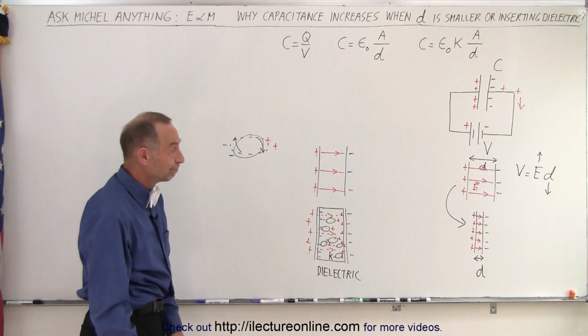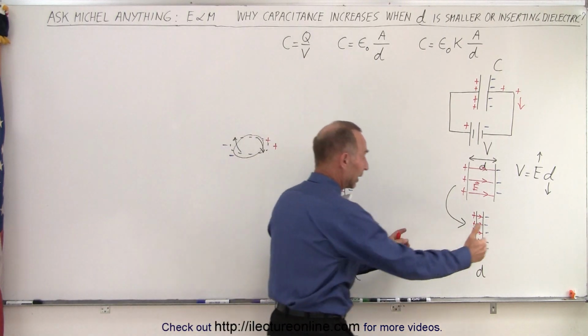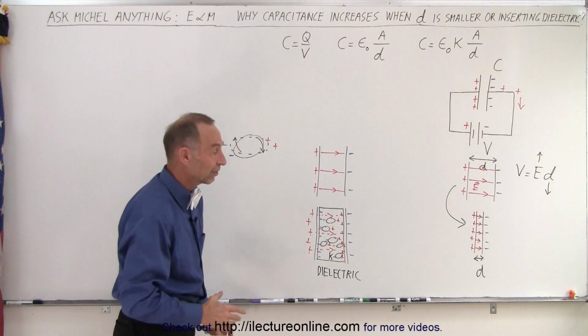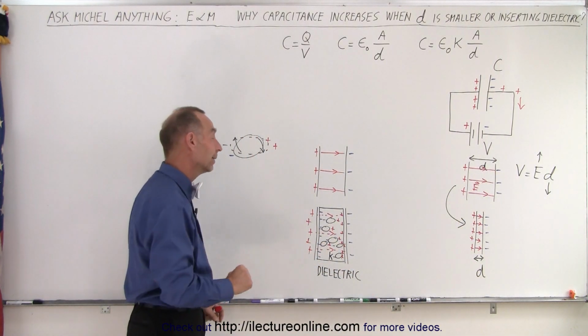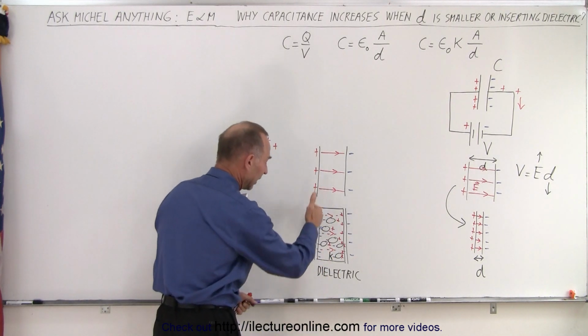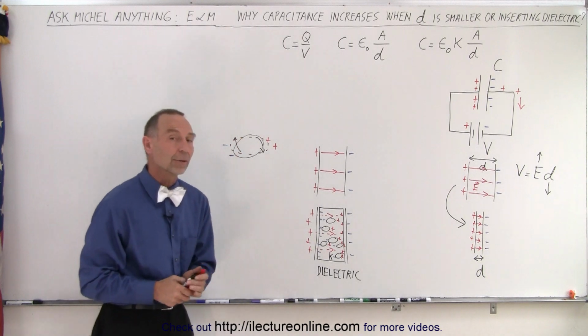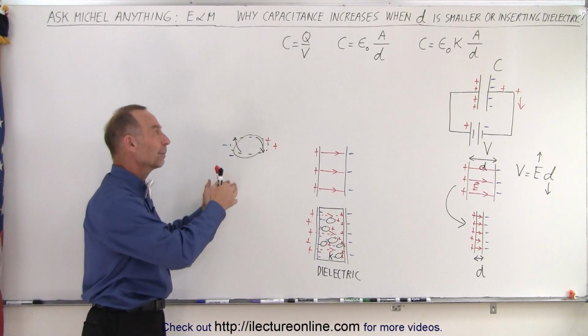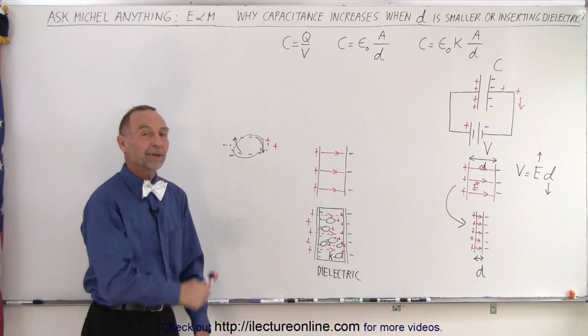So there you have it. In both cases, when you bring the plates closer together, you'll have more charge on the plate, therefore a greater capacitance, again with the same voltage applied. And when you place a dielectric in between the plates with the same voltage applied, again you'll have more charge collected onto the plate. So in both cases, more charge means greater capacitance, and that is how it goes.